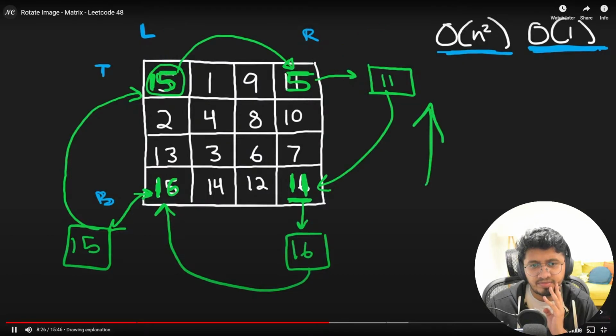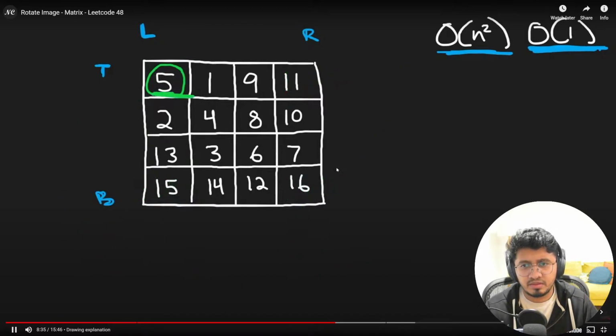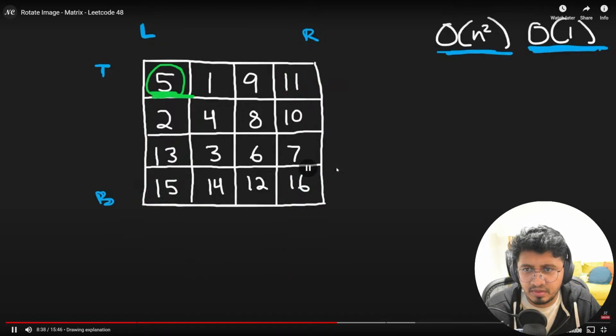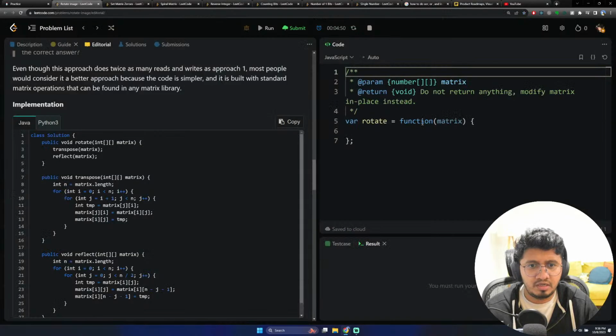So we're needing a lot of temporary variables. I can show you a slight improvement to this, which isn't required or anything, but I think it makes writing the code easier. So we know that this 5 is going to be rotated, but let's do this. So let's try to solve it after watching this solution.